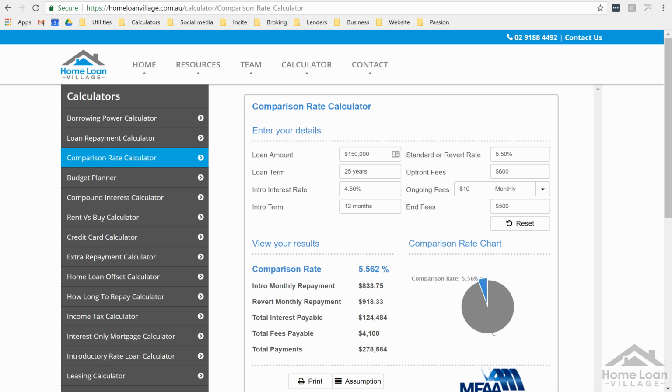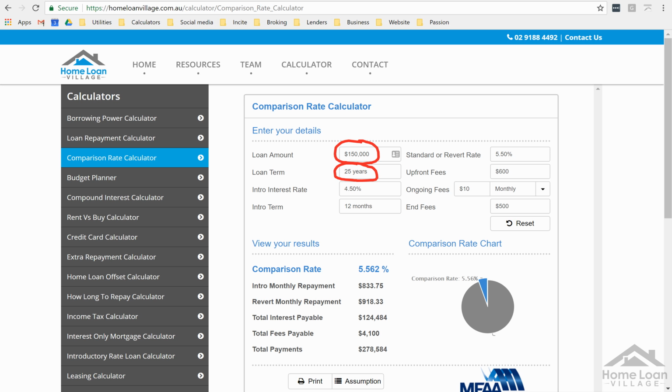So some assumptions for the comparison rates: $150,000 loan amount. That's the normal assumption. 25-year loan term. That's the normal assumption. So they're plugged in. Leave them alone when calculating the comparison rate.